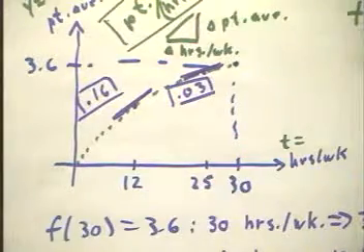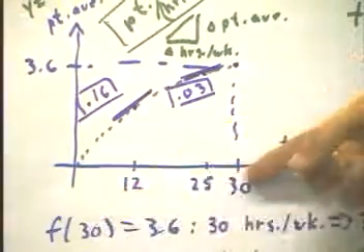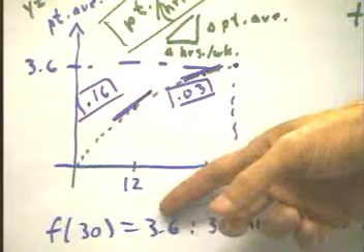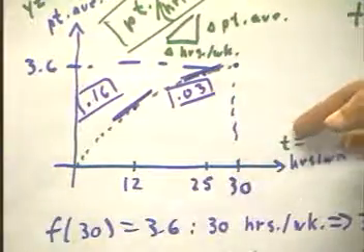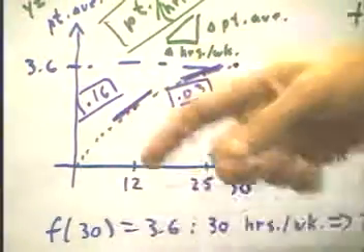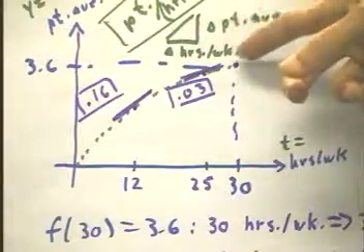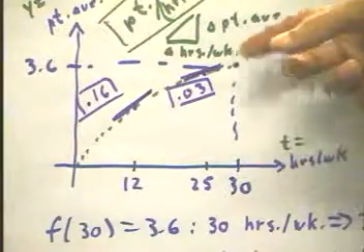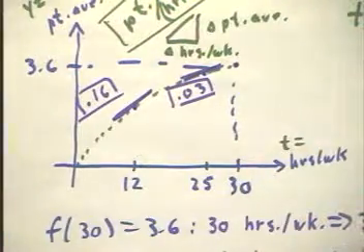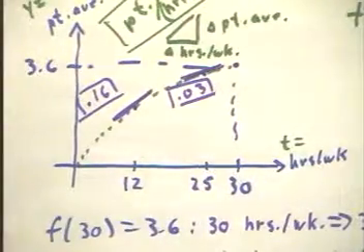Now that means that y is going to equal 3.6, the value of the function, when the hours per week t is 30. So we can sketch that in the graph easily enough. Here's the point where the hours per week, the time spent studying, is 30 hours, and the point average is 3.6. So it's fairly easy to interpret the statement f of 30 equals 3.6.